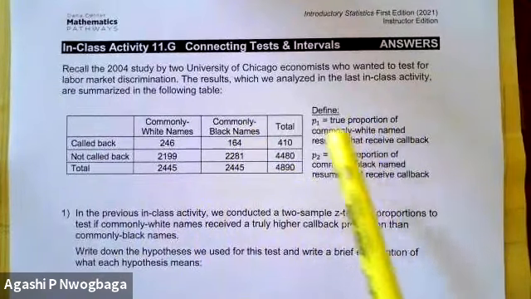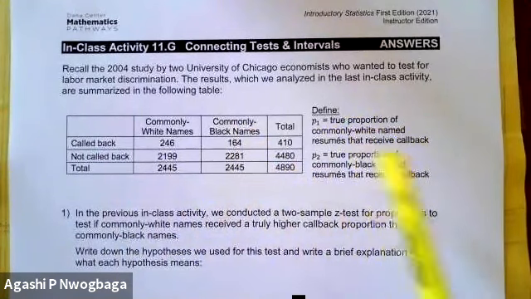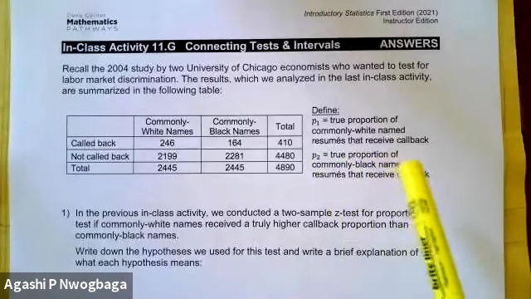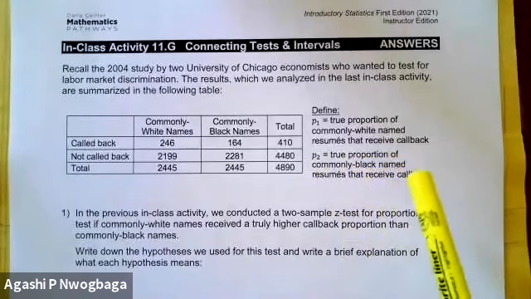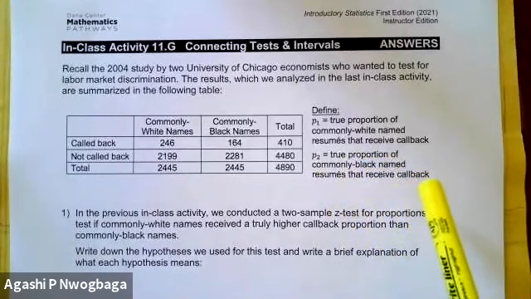We define P1 as the true proportion of commonly white name resumes that received callback. P2 is the true proportion of commonly black name resumes that received callback.